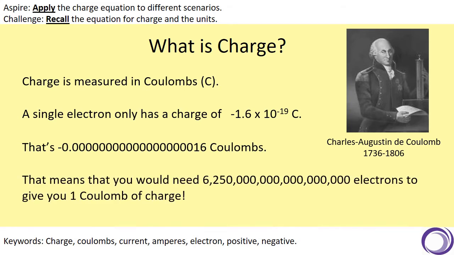So if you wanted a whole coulomb of charge, one big coulomb, you'd need that many electrons, and I'm not reading that one out. That's a lot of electrons. So each electron carries a tiny, tiny amount of coulombs. But because there's so many electrons moving, it adds up and you end up with a lot of electrons going around your circuit to give you this coulomb of charge.